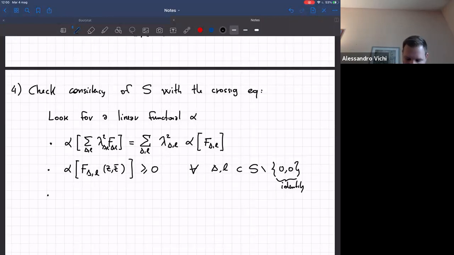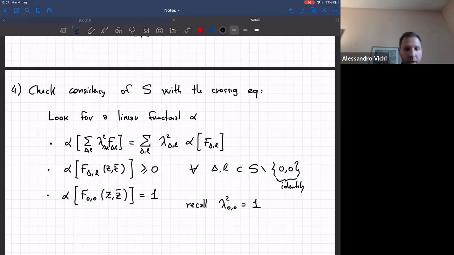For the identity instead, we require something stronger. We require that the action of this linear functional on the conformal block of the identity, which is a very simple function, is just, we can fix it to be a strictly positive number. For instance, we can take it to be one for normalization. And recall that the OPE coefficient of the identity is actually fixed by the normalization of the field to be one. So this is by construction of the field.